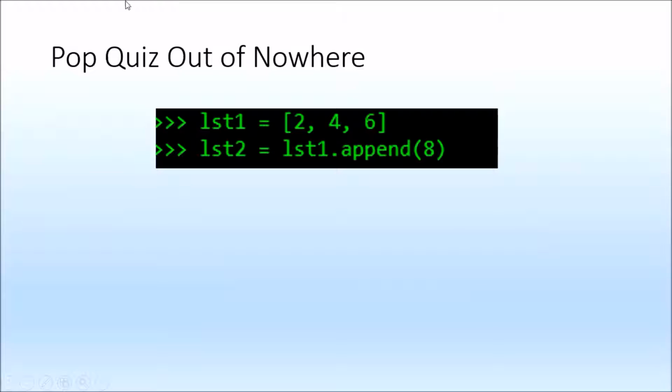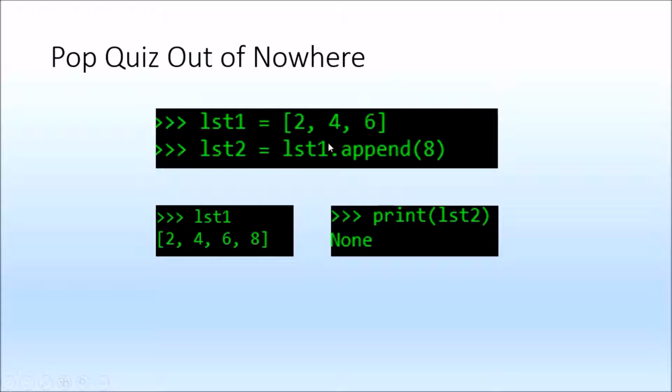Okay, now I'm going to give you a pop quiz out of nowhere. Let's see if you remembered the stuff I talked about in the previous slide. Say I execute the following statement. List 1 is equal to 2, 4, 6, and I bind list 2 to list 1.append of 8. What is the new list 1 and list 2? Take some time to think about this. I'm going to spoil the answer in 3, 2, 1.